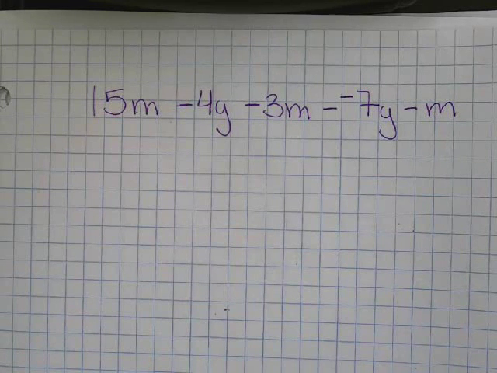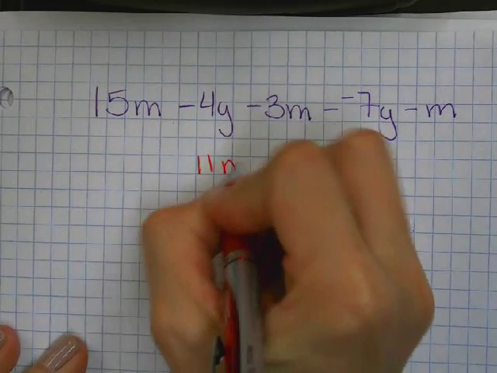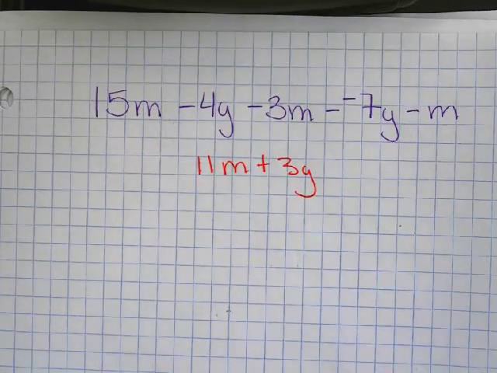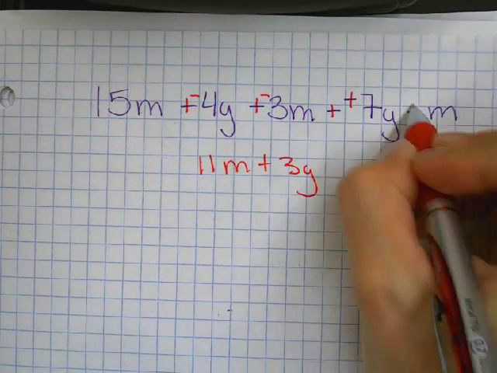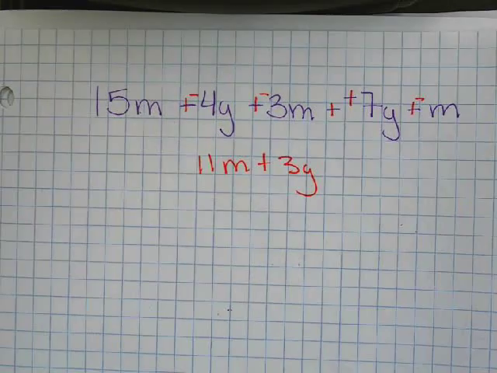All right, volunteer to give me their answer. Jose? Nathan? Good job. 11m plus 3y. All right, very good. Good job.